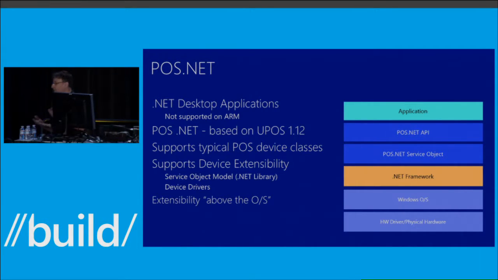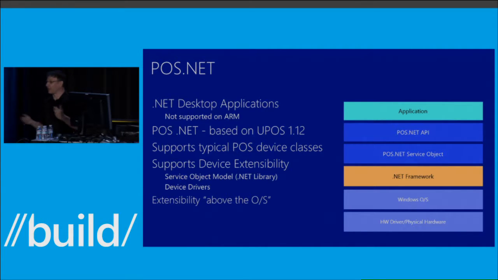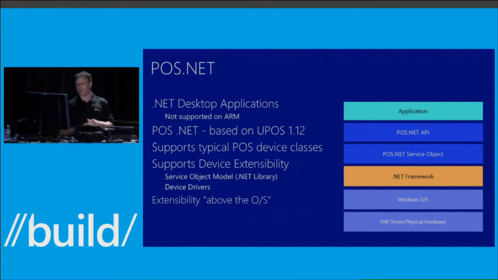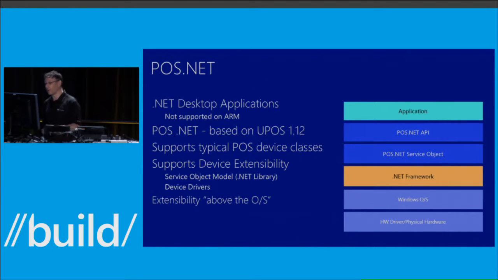So in effect, there's a contract that exists here that allows a device developer, say you're a magnetic stripe reader device manufacturer, to write a service object that sits beneath POS.NET to hook up POS.NET to your magnetic stripe reader, right? So there's an extensibility layer within POS.NET that gives you the ability to add support for not new peripherals as such, but service objects that hook up POS.NET to your specific implementation of a device. And that sits on top of the .NET framework, which sits on top of Windows, which in turn sits on top of the physical hardware.